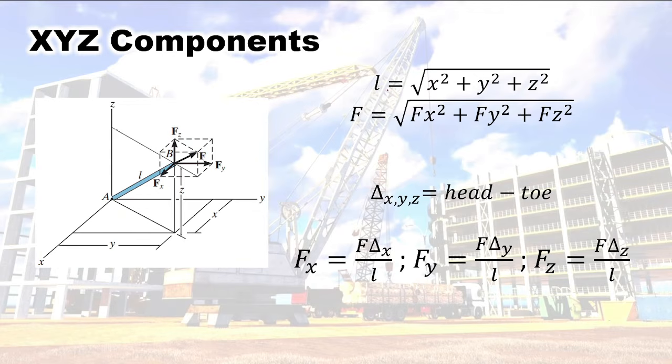So, ang length natin would be equal to square root of x squared plus y squared plus z squared. Then, our F is equal to square root of Fx squared plus Fy squared plus Fz squared. Then we also have delta x, delta y, and delta z that is just equal to the head minus the tail. So later on, we will go through with this one. Then our Fx is equal to F delta x divided by L, and Fy is equal to F delta y over L, and Fz is equal to F delta z over L. So you have this equation.